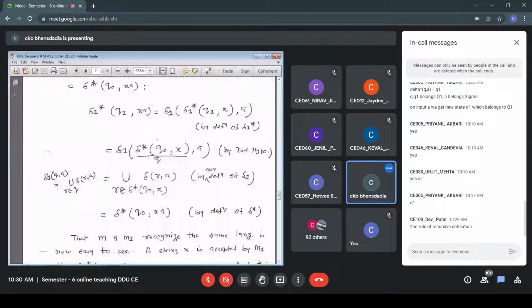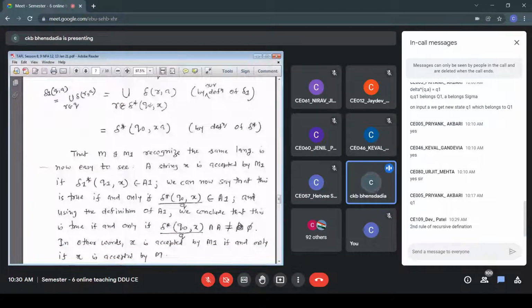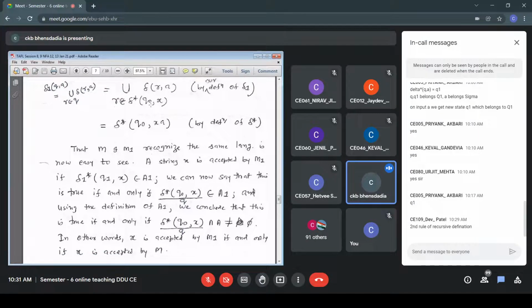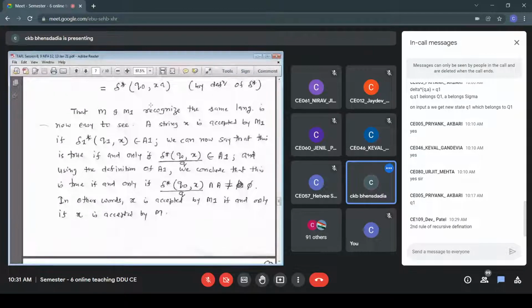So let's continue our argument. Something belongs to A1 means that the state intersection A is not equal to empty set. So we conclude that this is true if and only if delta star Q0 X intersection A is not equal to empty set. And that is the condition for acceptance of a string by NFA. In other words, X is accepted by M1 if and only if X is accepted by M. Therefore, L of M1 equals L of M. That completes the proof.